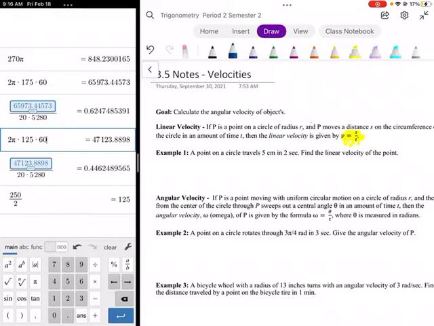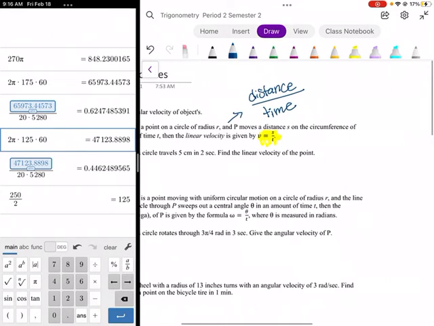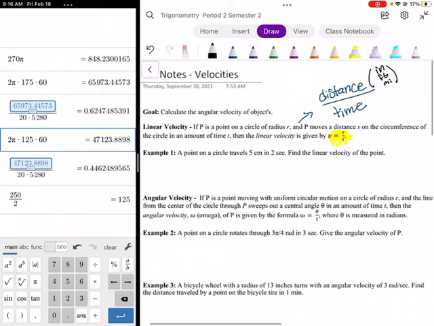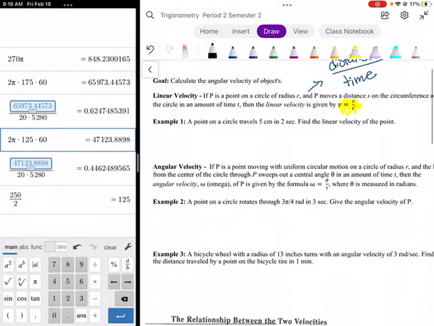So basically, linear velocity is going to be distance over time. So the unit for time can change. It could be hours, minutes, seconds, depending on your problem. And distance is like inches, feet, miles, any type of distance measurement that we're used to using.